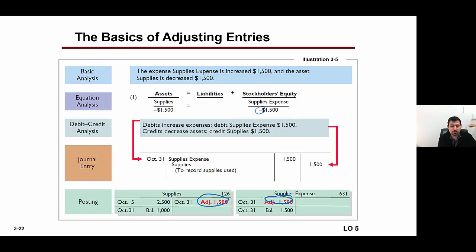And the same thing could also be said about assets. So assets would have been overstated in that case, by $1,500, because in the trial balance we were saying that we had an asset account of $2,500, whereas in reality we only had $1,000 in that account.